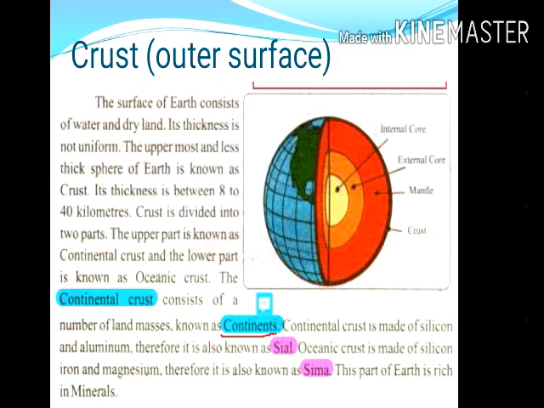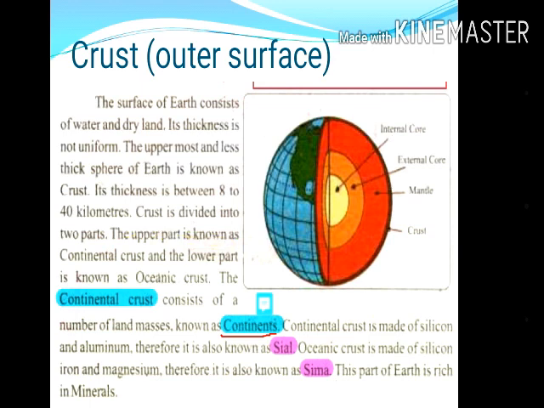Crust or outer surface. Students, the surface of Earth consists of two parts, water and dry land. And the thickness of the crust is not uniform everywhere. Somewhere there are land portions, somewhere there are heavy mountains. Its thickness is between 8 to 40 km. It means between 8 to 40 km it can be any value. For example, 20 km maybe, or maybe 10 km, maybe 40 km or less.